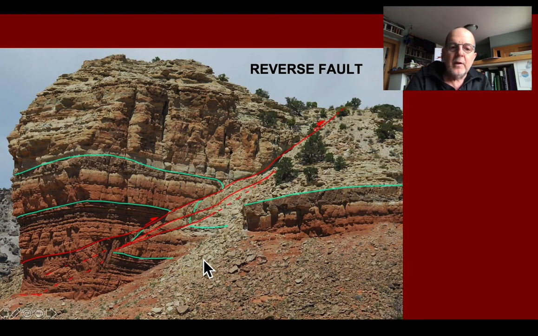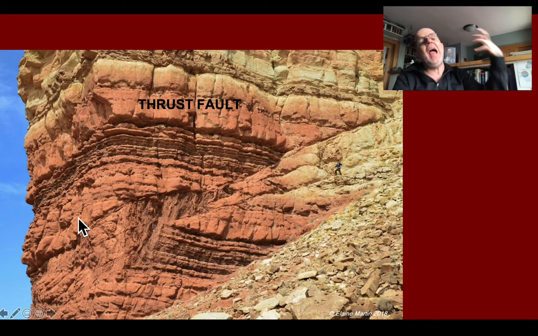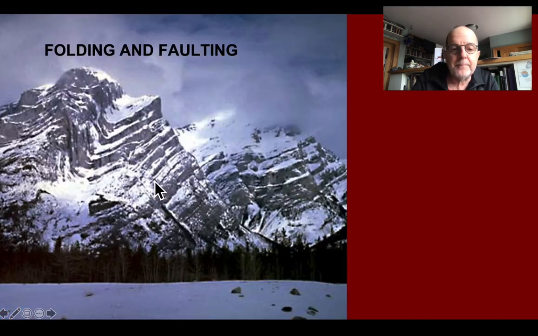Or here, convergence. Here, this unit used to be down here. This whole thing got thrusted up this slope. Or here, another thrust. This unit used to be down here. You can see the scale. The scale here is vast. This indicates how much power tectonic activity has. And these are beautifully horizontally bedded sedimentary rocks, probably sandstones.